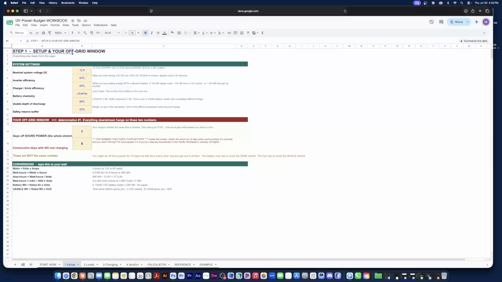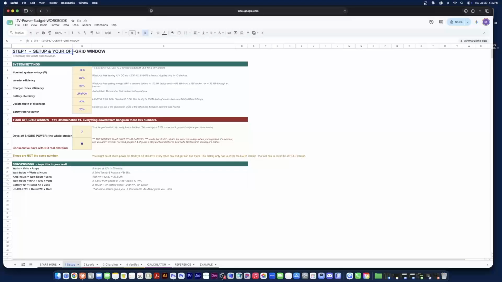On a LiFePO4, or a lithium, or other types of batteries like it, you can go down to 80%, use 80% of the capacity. So that's why they're valuable, and it leaves you just the 20% for the buffer.